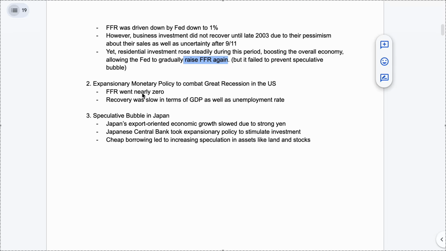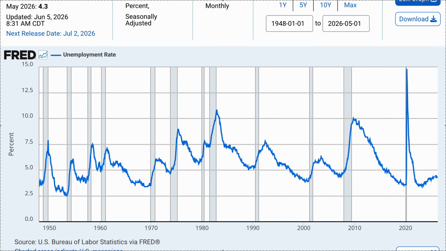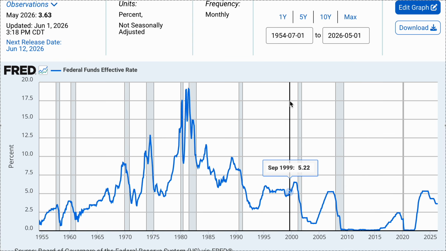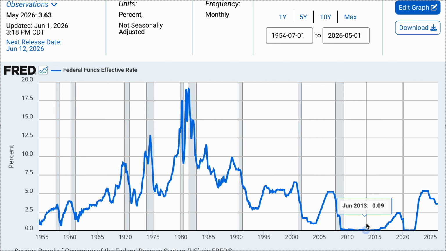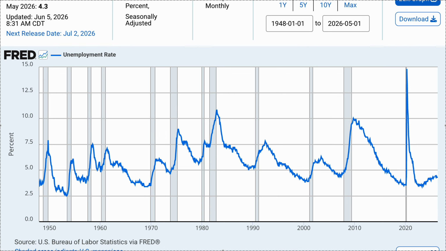Okay, so expansionary monetary policy to combat the Great Recession in the U.S. The United States experienced the Great Recession, the most catastrophic recession in the history of that country, after the crash in the housing market, which was indirectly caused by the expansionary monetary policy in the period that I just explained. So the federal funds rate went nearly to zero, even lower than what they put in to address the dot-com bubble. It's nearly 0%. It's extremely cheap to borrow money, but did the economy recover very rapidly as a result of very cheap loanable funds? Well, not really.